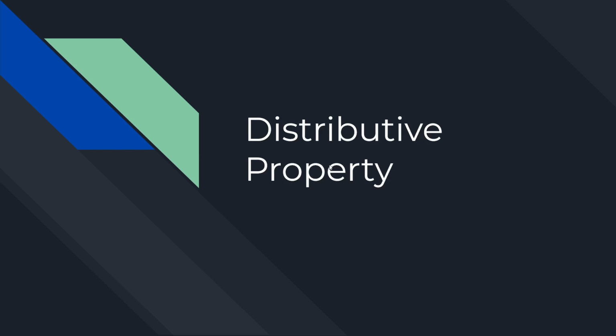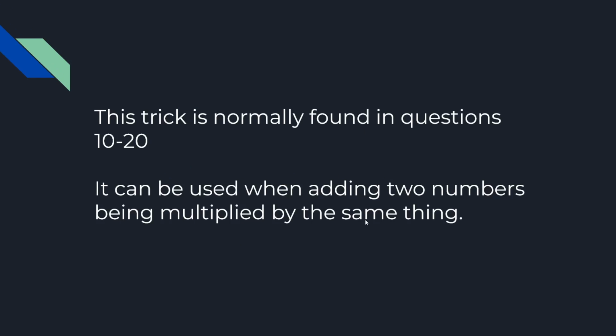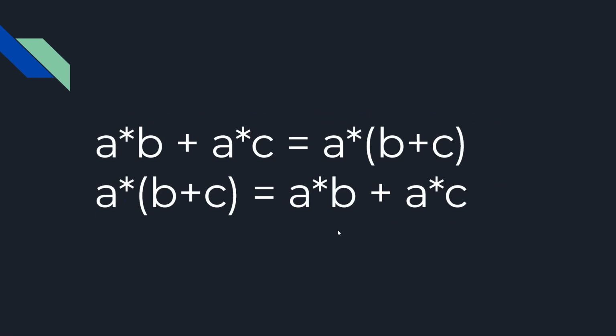Hello, in this number sense video, I'm going to be going over the distributive property. This trick is normally found around questions 10 through 20, and it can be used whenever you add two numbers that are multiplied by the same thing. What this states is that a times b plus a times c equals a times b plus c, and the opposite holds true. If this just looks like a bunch of letters and symbols to you, don't worry, it's fairly clear with an example.